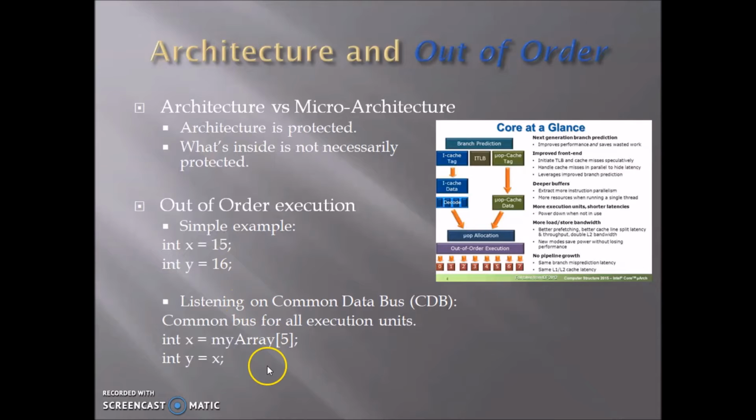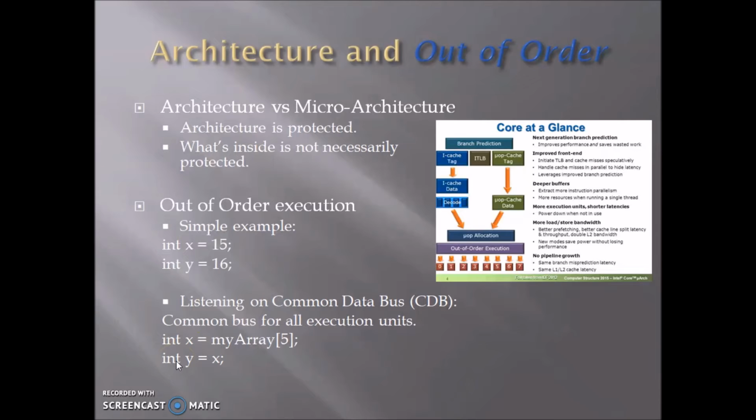The second example is a little bit more complicated. We take a value from memory. In this case, we have an array, and for example, index 5, we read this from memory and put it into x, and then take the value of x and put it into an integer y. At first glance, it looks like this cannot be done in parallel, as we need the value of x in order to put it into y.